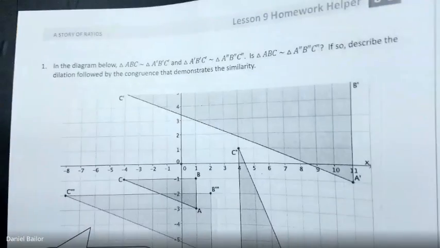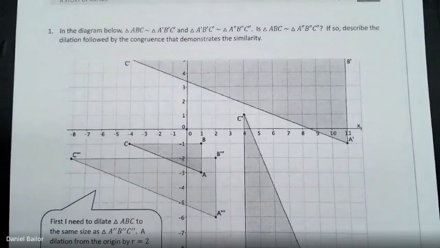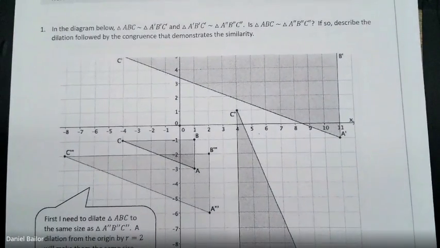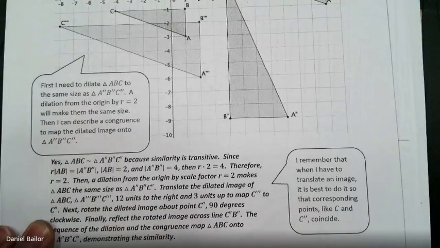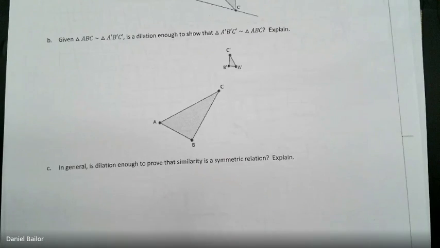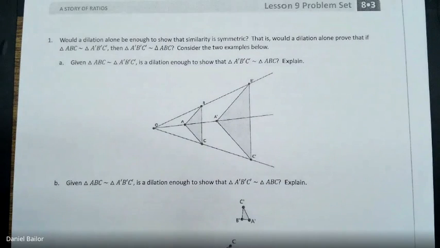Here's the homework helper. The homework helpers are, of course, as their name implies, very helpful. You have the problem, you have the answers, and you have what they did to think about it. But let's look at the problem set on page 109, because they didn't really talk about this in the example, so I want to do one of these with you. I want to do number one with you, and then you could do number two on page 110 on your own.